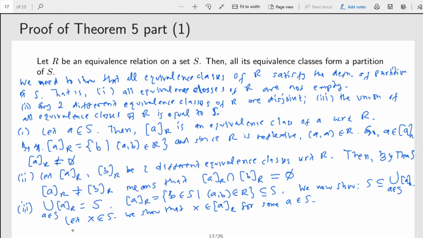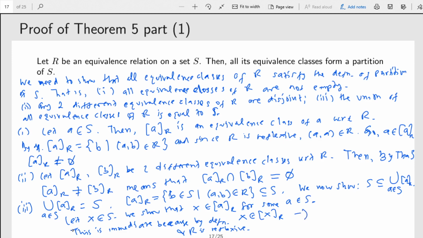Now, but this is easy, right? Because actually, this is immediate because by definition, X is an element of itself, of the equivalence class of X with respect to R. This is by definition, and the fact that R is reflexive.